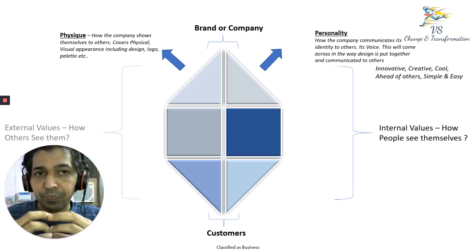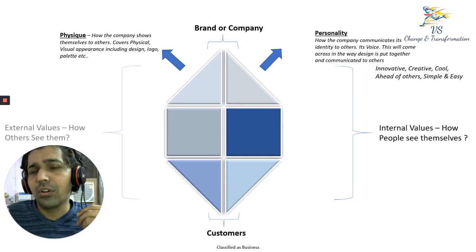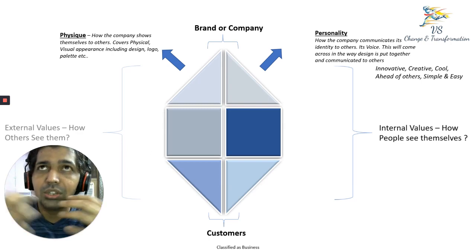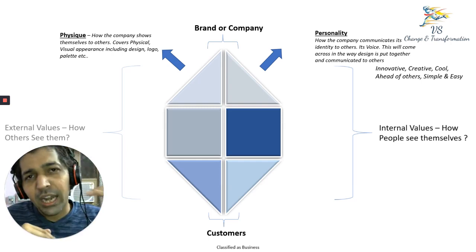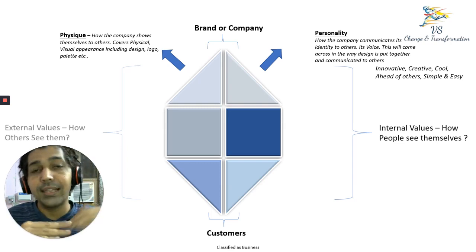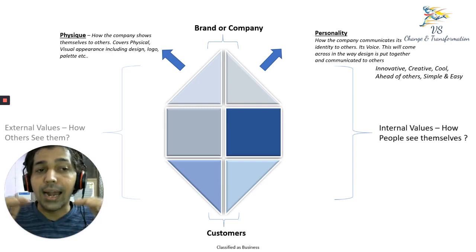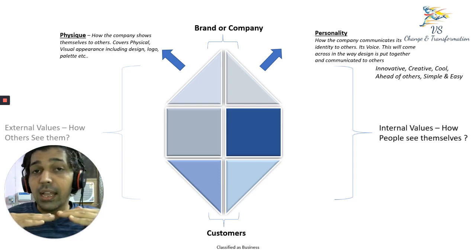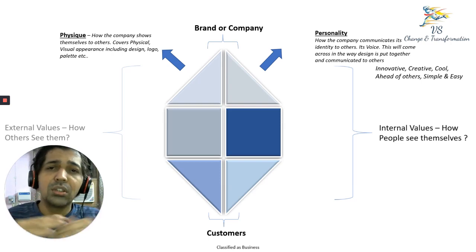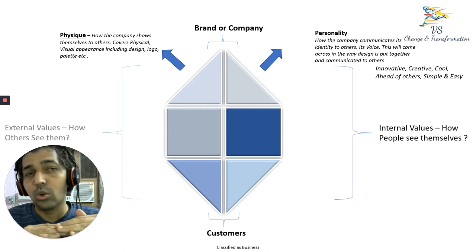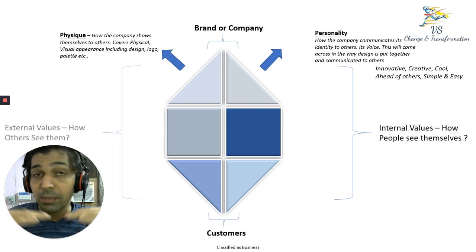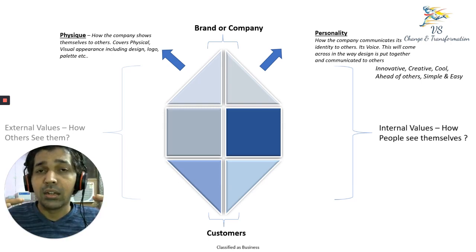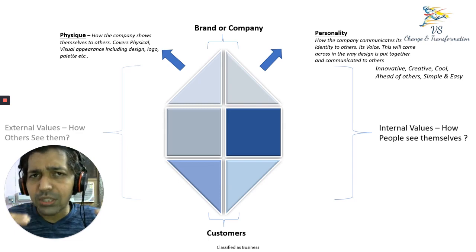In terms of Apple, the personality is that of an innovative brand. It's associated with innovation, it's associated with creativity, and it's about being cool, and then it's about being ahead of others. Always Mac users feel that they are ahead of others. Okay, and it's simple and easy to use. So Mac users, generally Apple product users, very rarely move out of Apple products and go back to another product, or go back to the brands which they used to use earlier, because they believe that it's simple and easy, and it's good to use. So that's the personality of the brand.